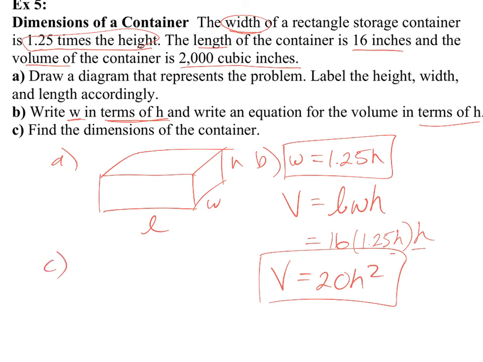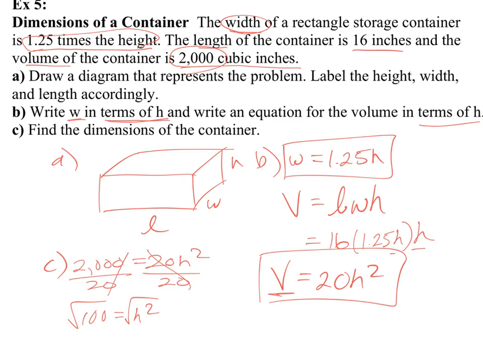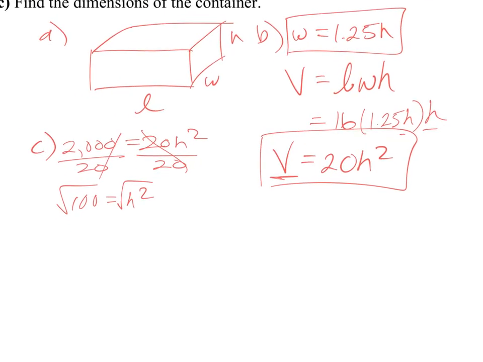Find the dimensions of the container. Okay, so they gave me 2,000 for the volume, so I'll plug into the formula. 2,000 equals 20 H squared. I'll divide by 20. And let's see, what do I get? I get 100 equals H squared. To get h by itself, take the square root of both sides. We don't have to worry about the positive and the negative because you can't have a negative height. And I get h equals 10.